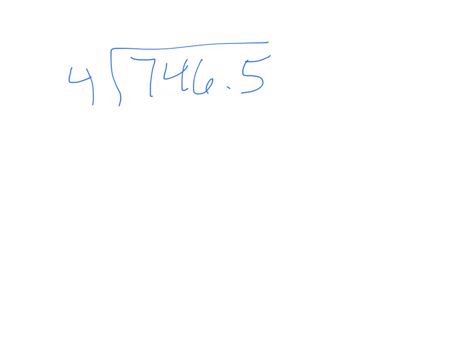I ask myself, how many times will 4 go into 7? 4 goes into 7 one time, so I put that over the 7. Multiply 4 times 1 to get 4. I subtract, that gives me a remainder of 3. I bring down my next value, which is 4. Now, how many times will 4 go into 34? 4 goes into 34 eight times, because 8 times 4 is 32. When I subtract, I get a remainder of 2.